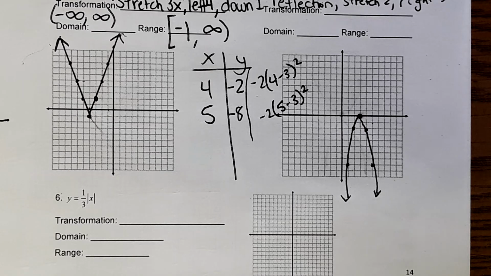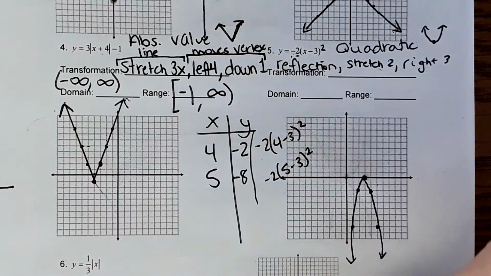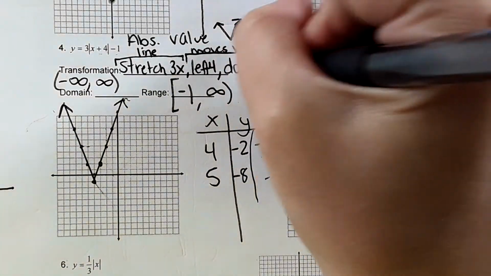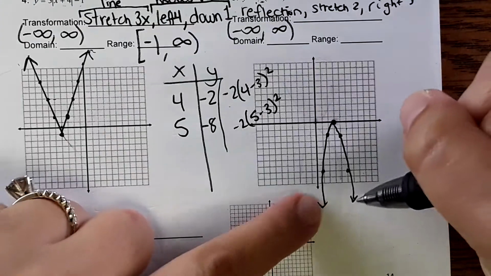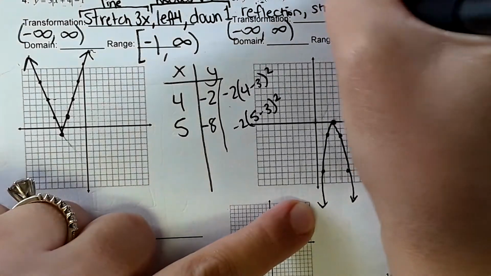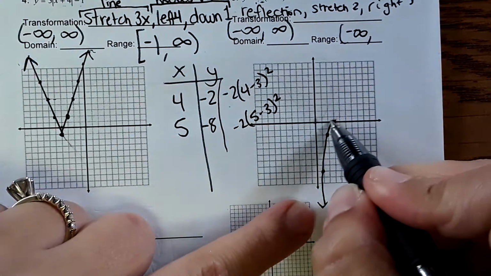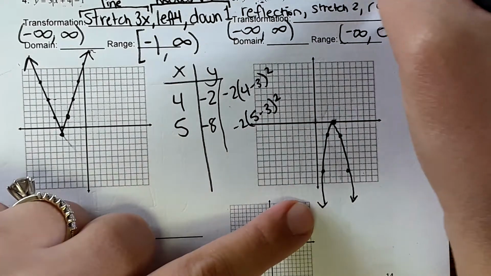Then domain, it would continue going outwards forever and ever. So we get negative infinity to infinity. And then for the range, the lowest y would be negative infinity, and then the highest y would be 0, bracket.